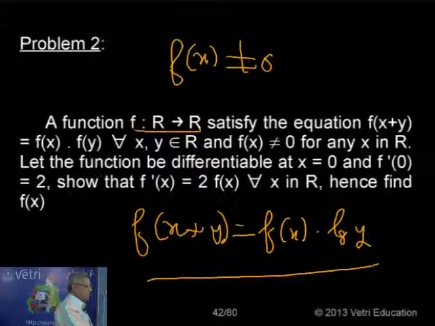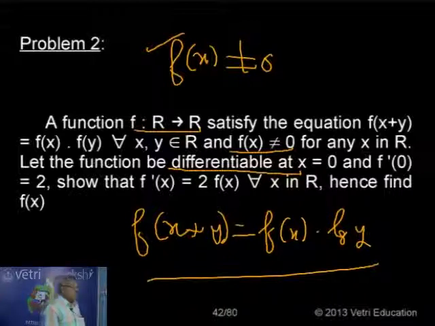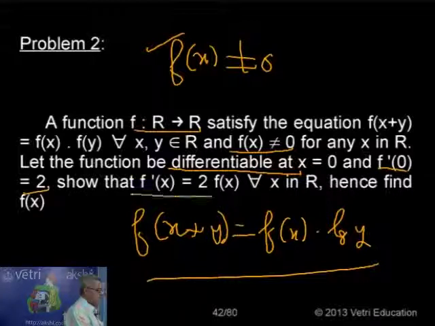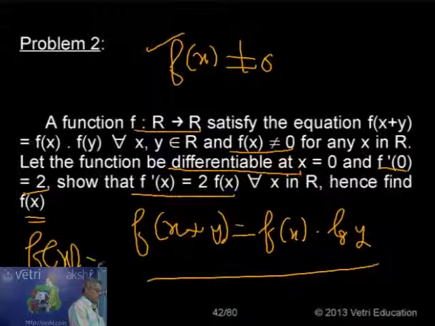We are making use of this condition, f of x is not equal to 0. The function is differentiable. We are also using this condition. At the same time, f dash 0 is 2. We are also using this condition. Show that f dash x is equal to 2 times f of x for all x in R. Hence, find f of x. Ultimately, our aim is to find the function.